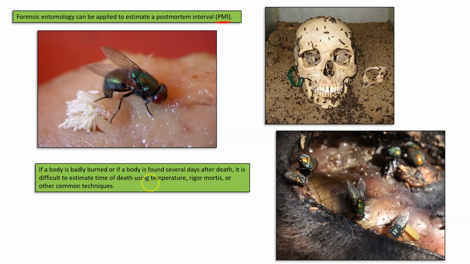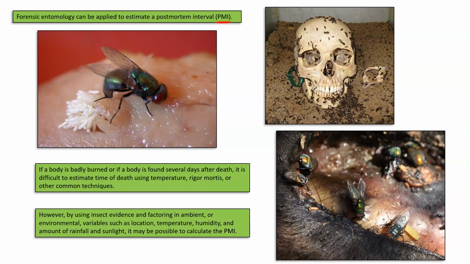It often takes 24 to 36 hours, depending on the ambient air temperature, for a body to completely lose all of the body heat it had prior to death. Rigor mortis refers to the stages of the way the body deals with the onset of death, and we'll talk about other common techniques in the class. But for now, by using insect evidence and factoring in environmental variables such as location, temperature, humidity, rainfall, and sunlight, it is often possible to calculate the PMI using insect activity alone.